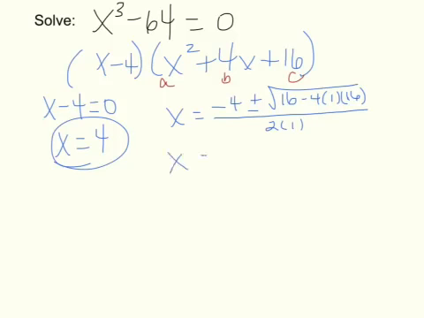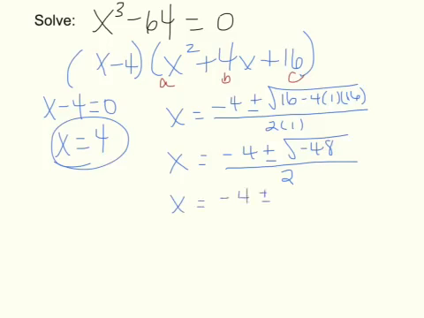Okay, so when I simplify this, I end up with the square root of negative 48. Negative 48 is my discriminant. So based on that discriminant chart we learned last year, I should have 2 imaginary roots here. A negative discriminant means I'm going to get imaginary roots. So continuing to simplify this gives me negative 4 plus or minus 4i square root 3 over 2, which becomes negative 2 plus or minus 2i square root 3.